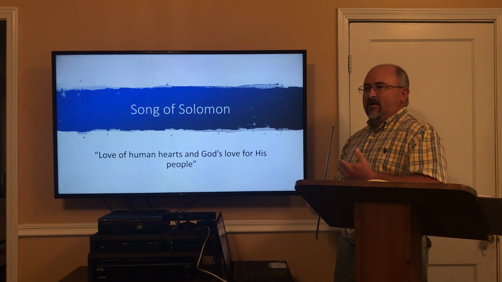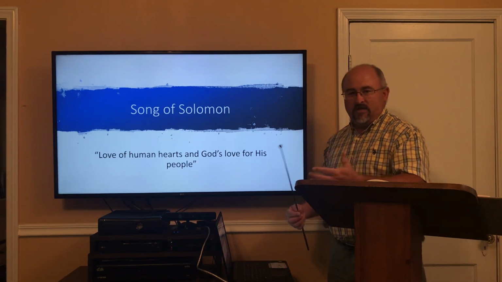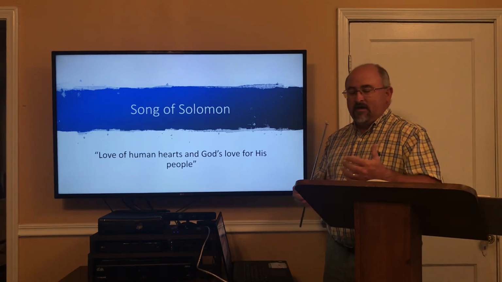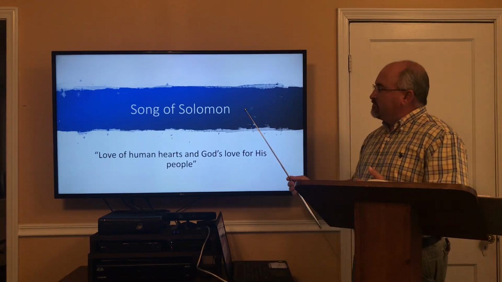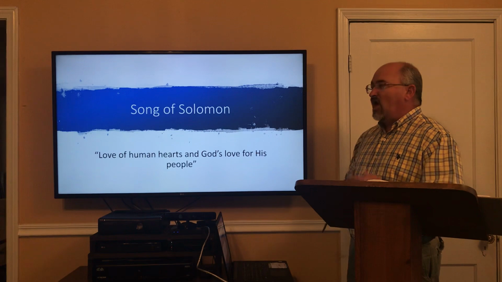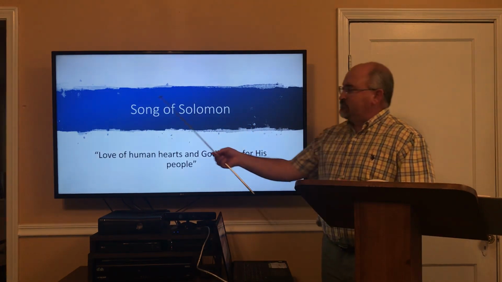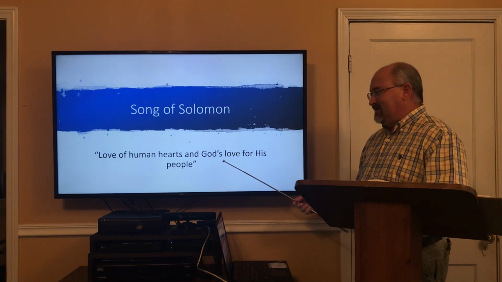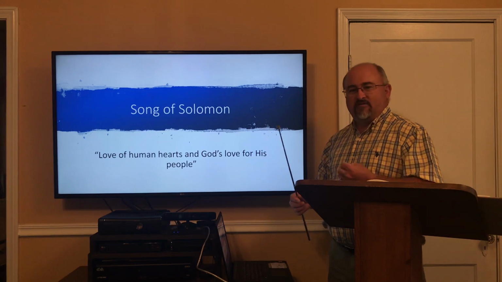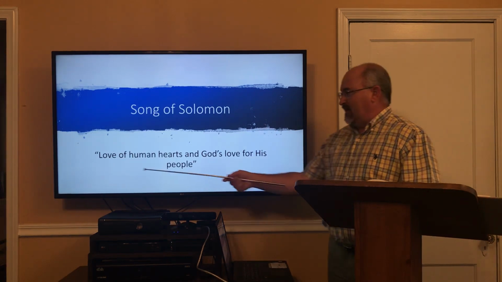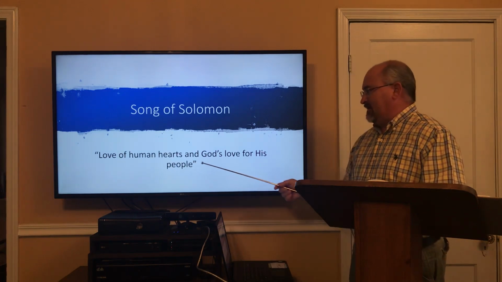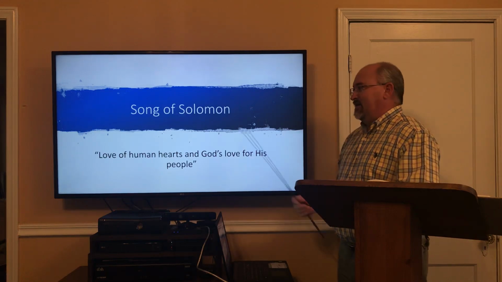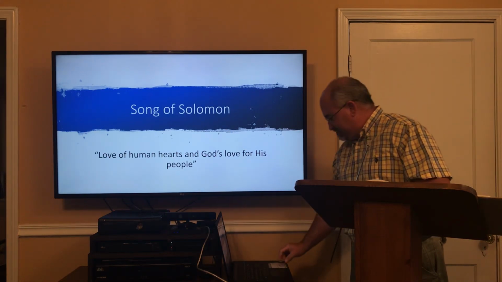And you can see the same relationship play out between God and human beings as between the characters Solomon describes, the man and the woman in the book of Solomon. So you can see a lot of really good information in this book, even though the book almost was not included in the canon because it doesn't have direct statements of God, but it has indirect statements of God. So, love of human hearts and God's love for his people, the love book, the love story. So you'll see that in the Song of Solomon.